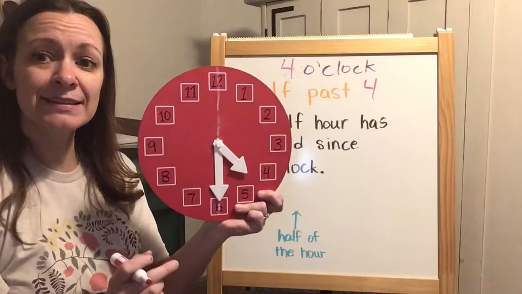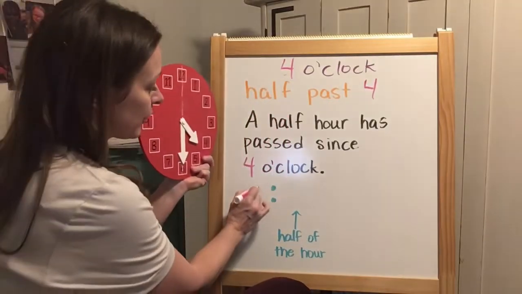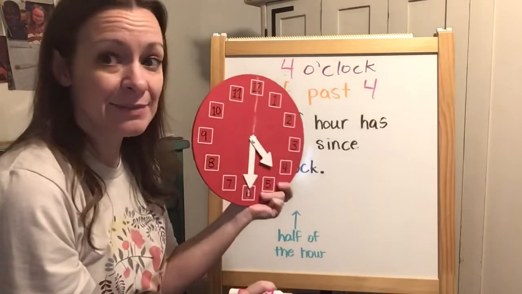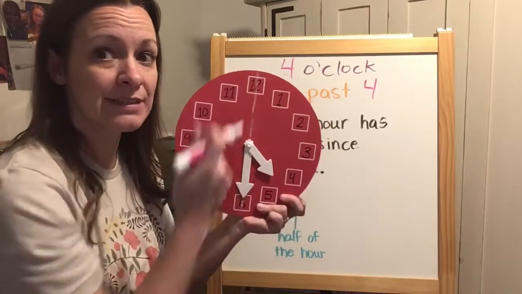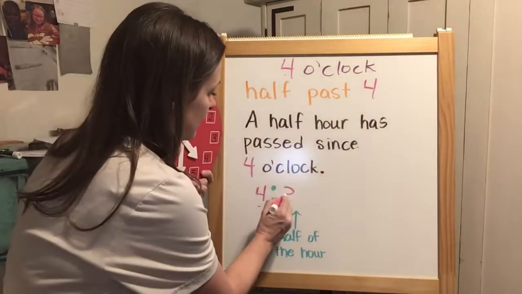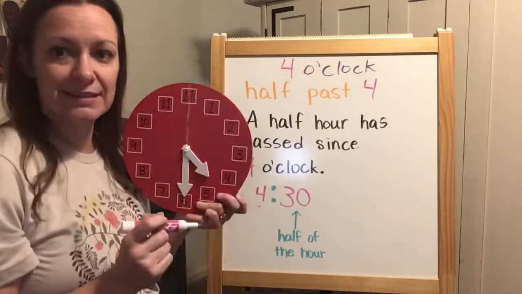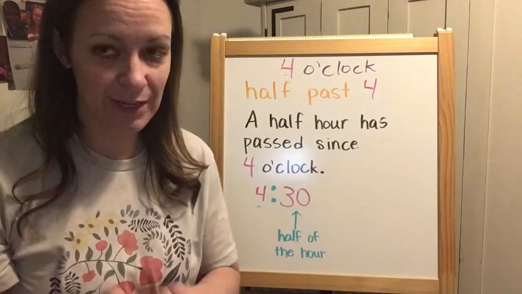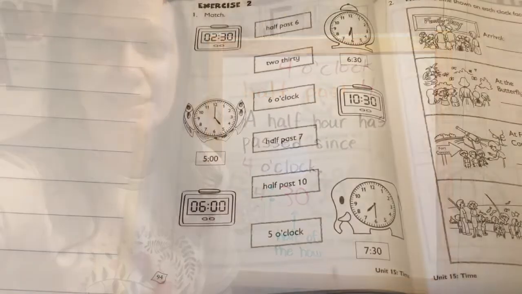So how would we write this time? We would write it 4 and then half of 60 minutes, because an hour is 60 full minutes. Half of an hour is 30 minutes. Awesome! I think you guys are ready for your workbook pages.